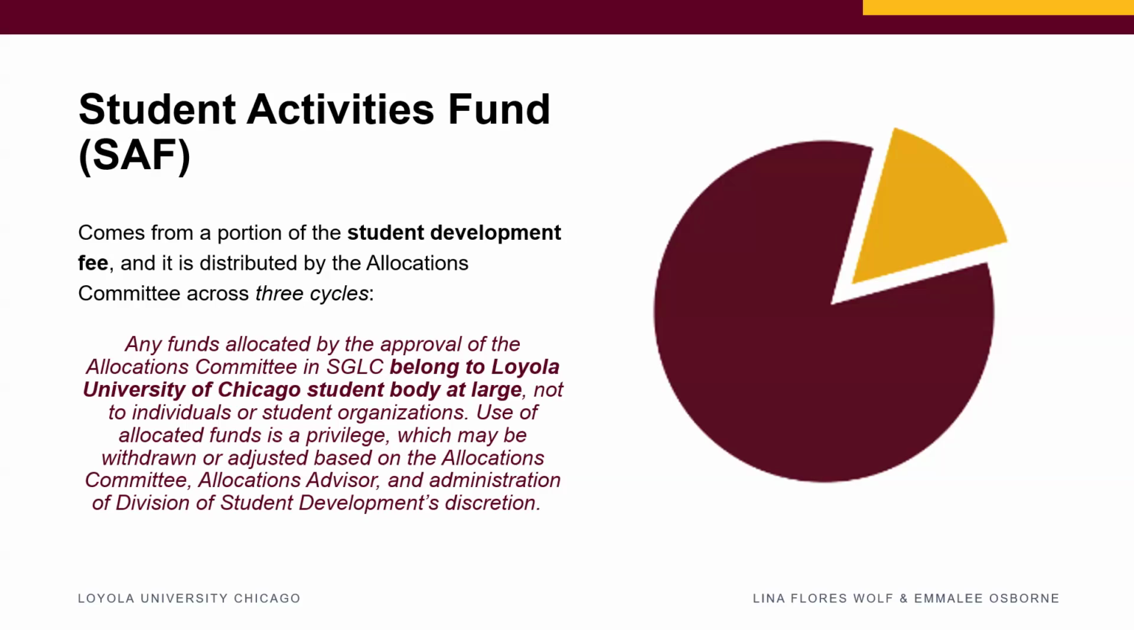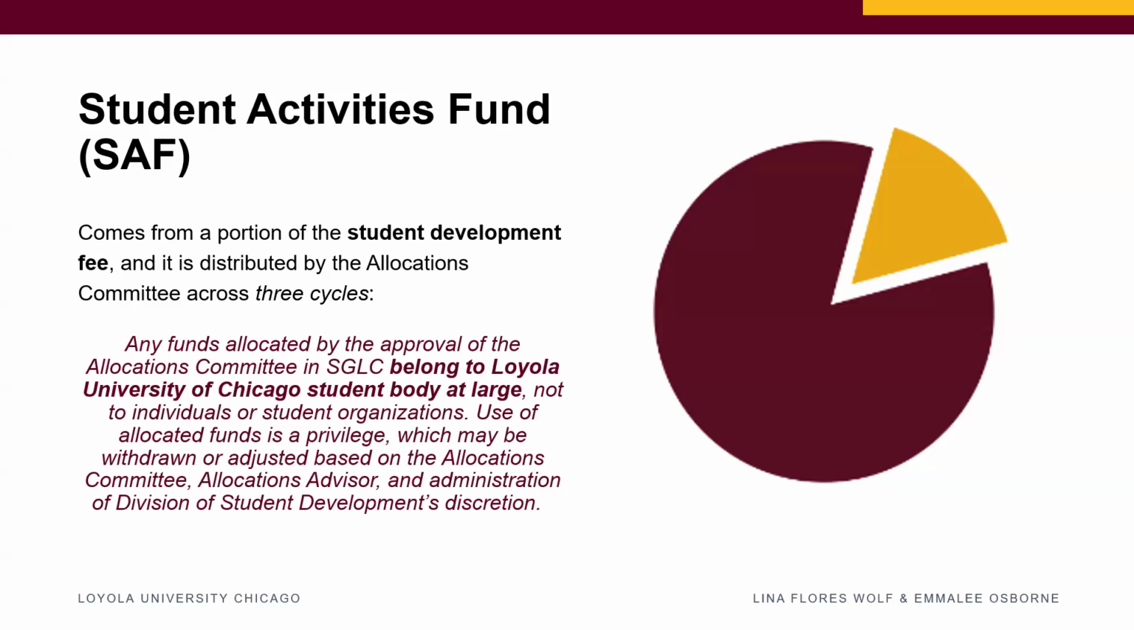So these are not events that are just exclusive to your organization or events that do not serve the entire student body. So the Allocations Committee, in reviewing events, wants to make sure that all of the events that are being requested are open and accessible to all students, because the funds are coming from all students, right? So we want to make sure that these funds are utilized for students and not just for a specific organization.